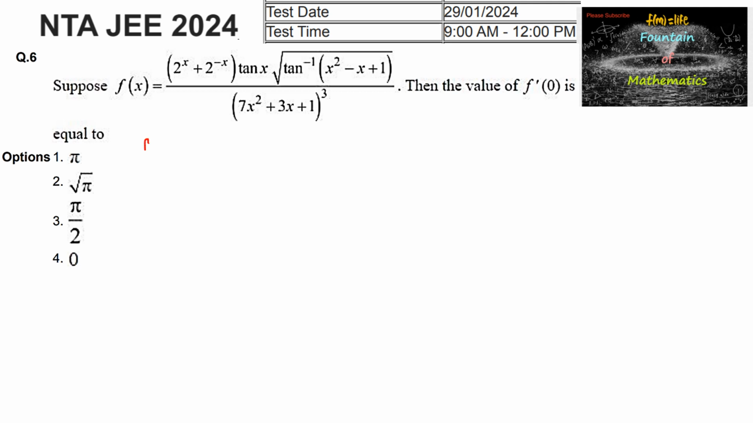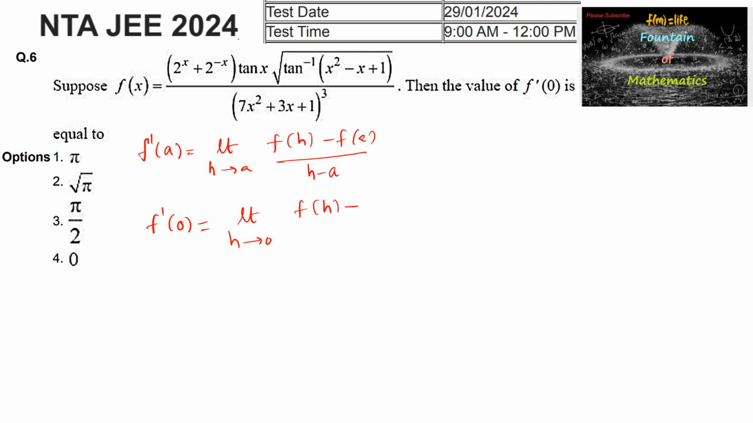We know that f dash of a is equal to limit h tends to a of f of h minus f of a divided by h minus a. So here a is equal to 0, that is f dash of 0 is equal to limit h tends to 0 of f of h minus f of 0 divided by h.